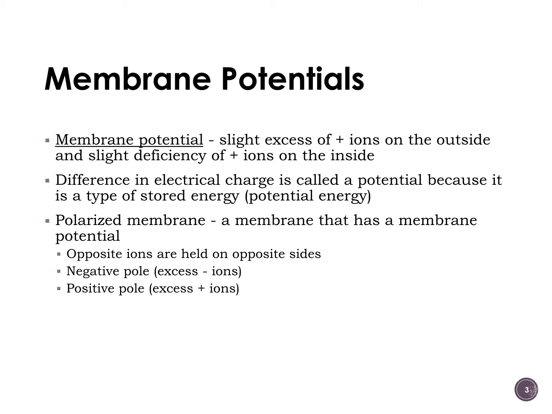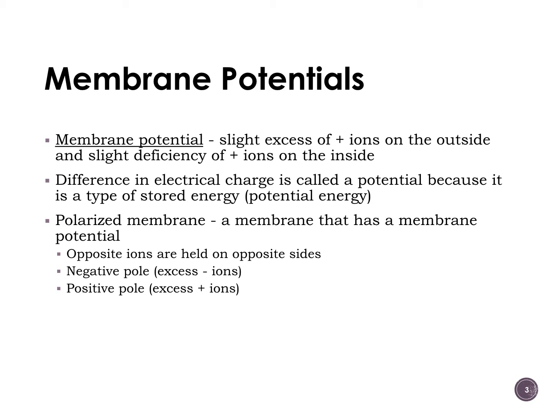So to talk about membrane potentials, at rest, we're going to see that there is a slight excess of positive ions on the outside and a slight deficiency of positive ions on the inside, or the inside is going to be slightly negatively charged. Now, this difference in electrical charge is called the potential because it's a type of stored energy or potential energy. It's not doing much, it's just there at rest. It's there for when we want a desired outcome.